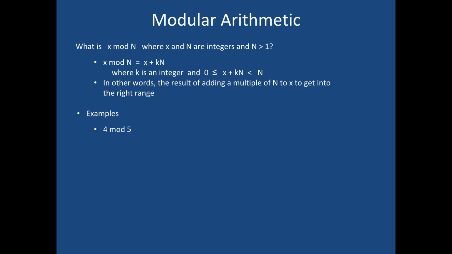So 4 mod 5. I want a number between 0 and 5, or 0 and 4 inclusive. Okay, so what is 4 mod 5? Is 4 in the right range? Is 4 greater than or equal to 0 and less than 5? Yeah. So that's equal to 4 plus 0 times 5. Okay? 14 mod 8. What do we do to 14 to get it between 0 and 8? Subtract 1 times 8 from it. So 14 minus 1 times 8 is 6. What about 101 mod 4? What would our k be?